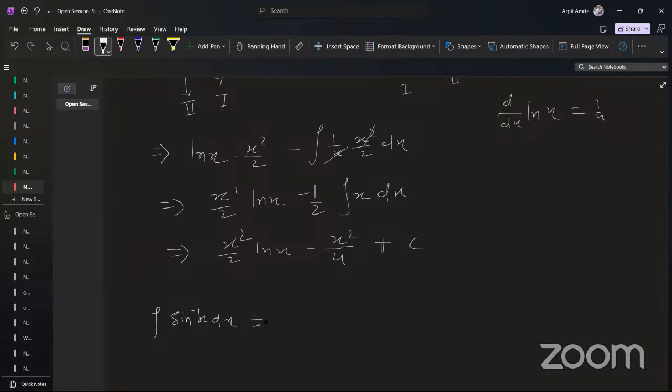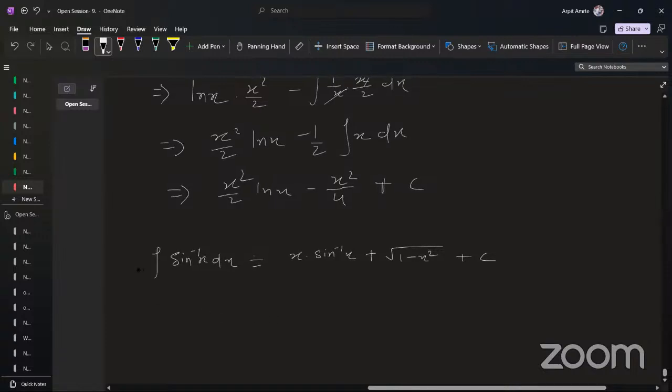Anyone solve this? What will the answer be? Yes, sir. x multiplied by sin inverse x, plus under root 1 minus x square, plus c, the constant. Let's see what it will be.